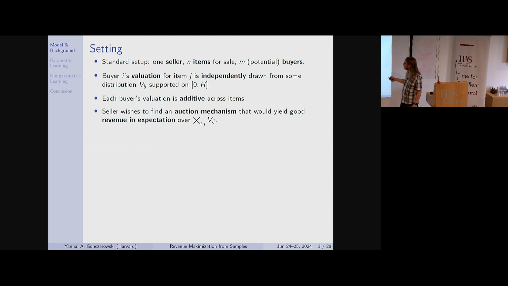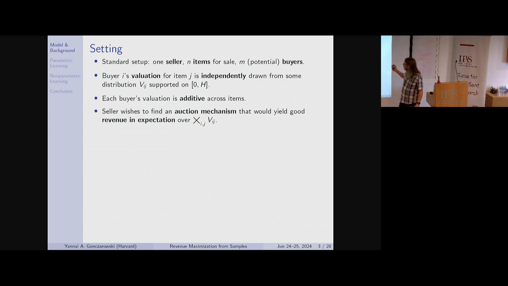Each buyer's valuation is additive across items, exactly like what Sergio did yesterday. It's a bottle and a clicker rather than a pair of shoes, where I value both of them more than the sum of each of them separately, and it's not a pair of cups where I actually do need only one.